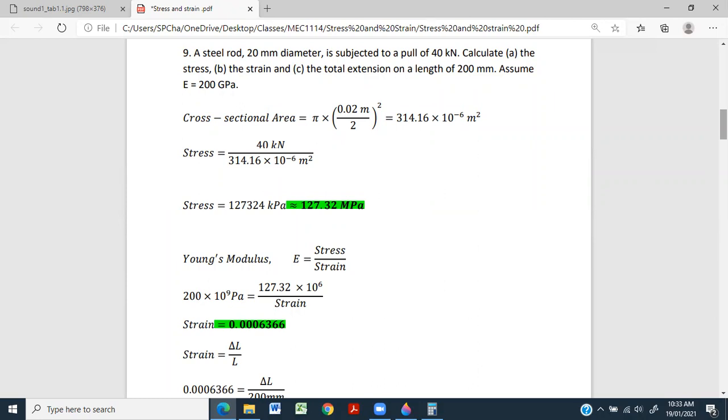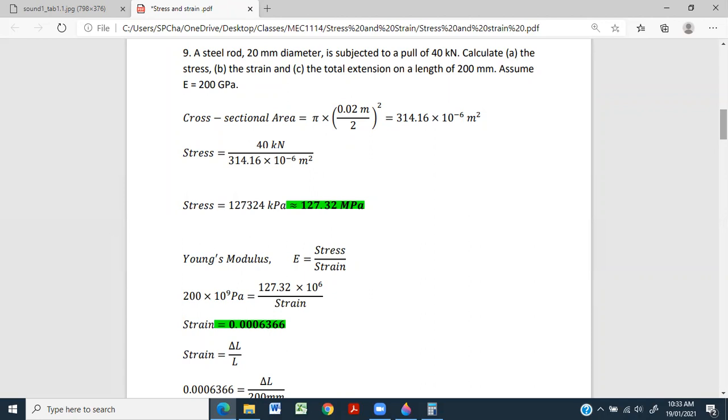So what do we need to find? Stress. That's part A, the stress. The formula for stress is force divided by cross-sectional area, right? What was the force? The steel rod, 20 millimeters in diameter, subject to a pull of 40 kilonewtons. So the force is 40 kilonewtons. What's the cross-sectional area? Well, it's the steel rod of diameter 20 millimeters. So the 20 millimeter diameter should tell us the cross-sectional area.